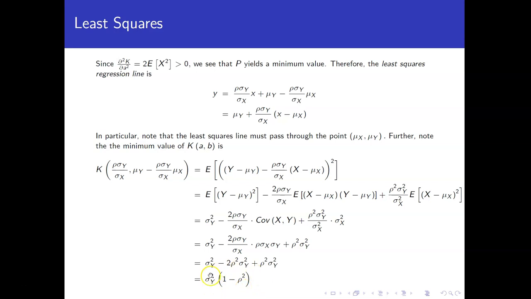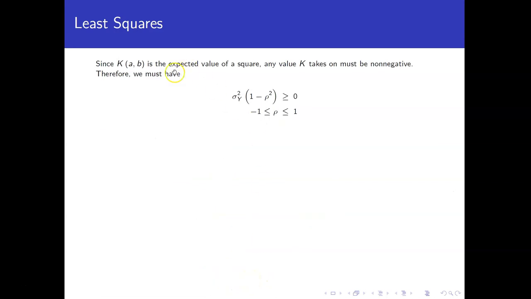All right, so let's see what this implies. We notice that, again, remember how we defined our function k. It was the expected value of a square of a quantity. That means that k could never be negative, because it's the expected value of a square. Those certainly can't be negative. So we must have that when we take the variance of y and multiply by 1 minus the correlation squared, we have to get a non-negative number, which then implies that our correlation coefficient has to be between negative 1 and 1, which is an important property of correlation.